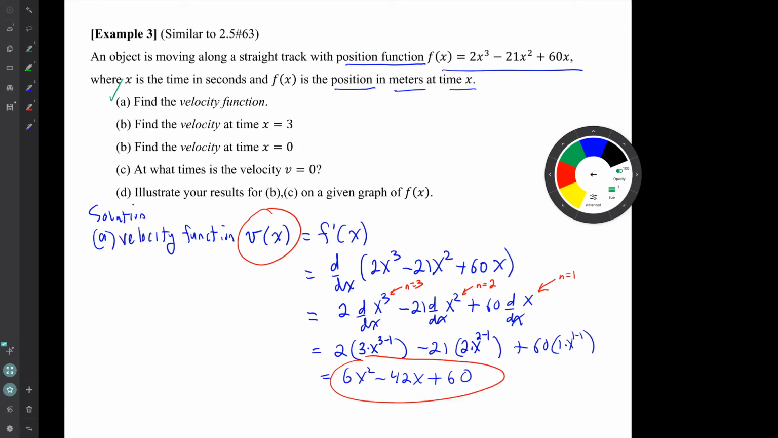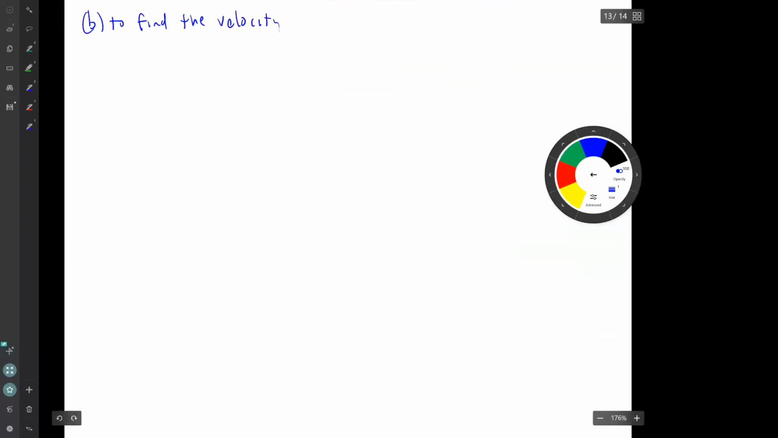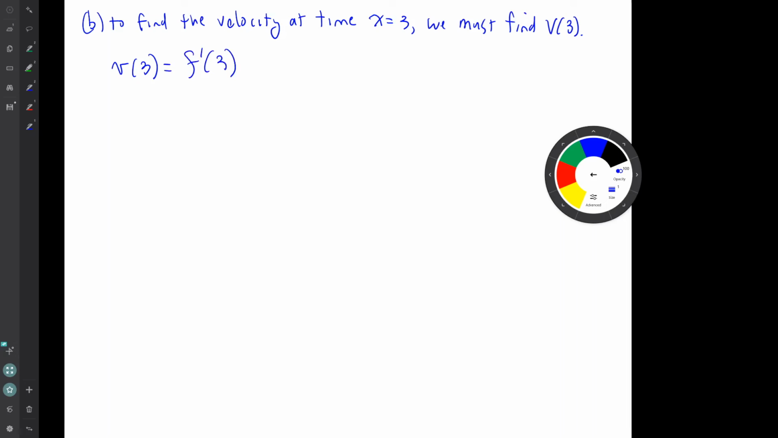Question B says, find the velocity at time x equals 3. Let's do that on the next page. So the symbol for the velocity at time x equals 3 is just v parentheses 3. V is the velocity function, so we're going to compute v parentheses 3. And that just means that we are going to compute f prime parentheses 3, because again, the velocity function is f prime. And this symbol means to substitute x equals 3 into the formula for f prime of x.